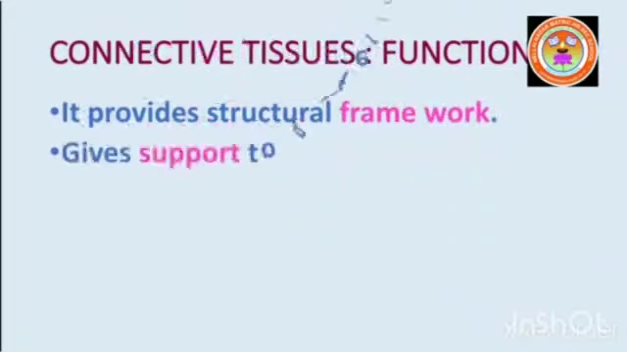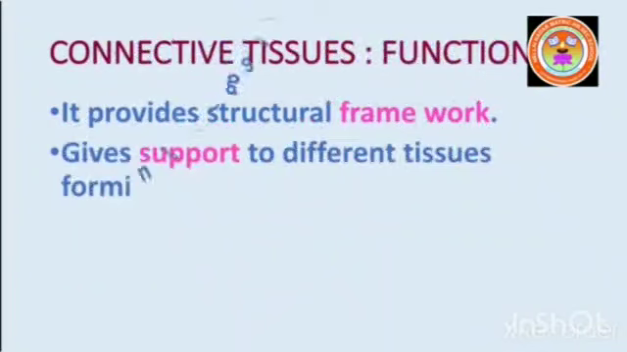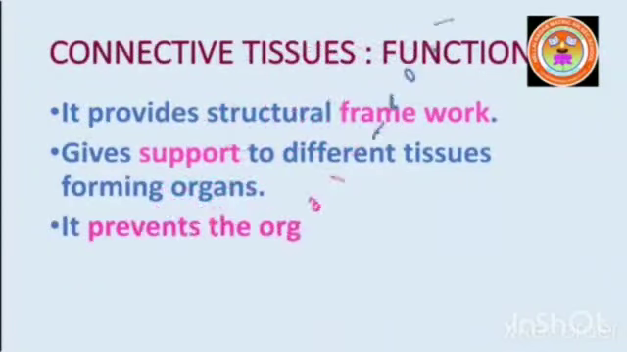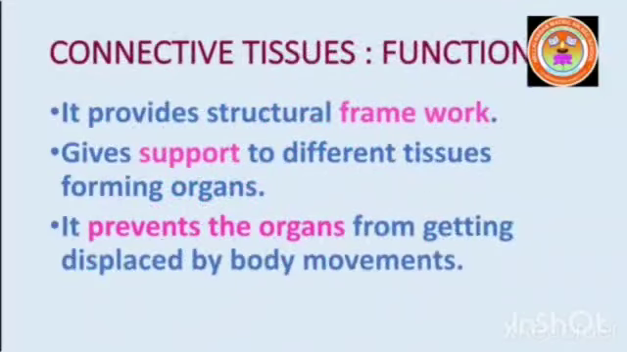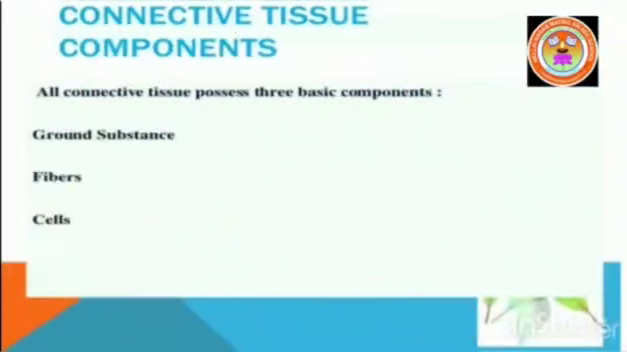It provides structural framework, gives support to different tissues forming organs. It prevents the organ from getting displaced by body movements. Next, we pass on to the components of connective tissue. They are the intercellular substance known as the matrix, connective tissue cells, and fibers.